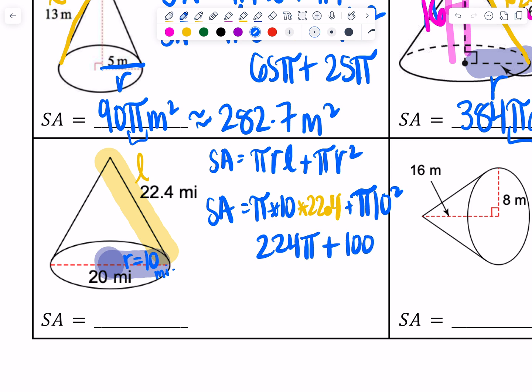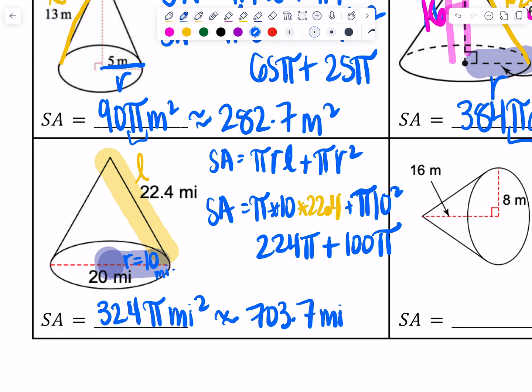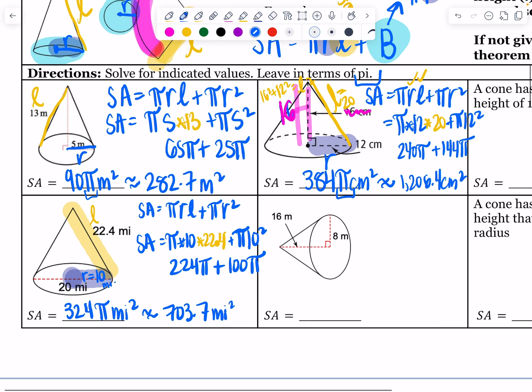plus 100 pi. So what happens when you add those together? We get 324 pi. That is miles squared since we're working with surface area. What does that round to if I actually multiply 324 by pi? That is going to give me about 703.7 miles squared of surface area on this shape.